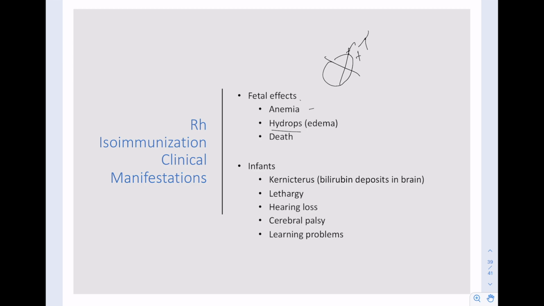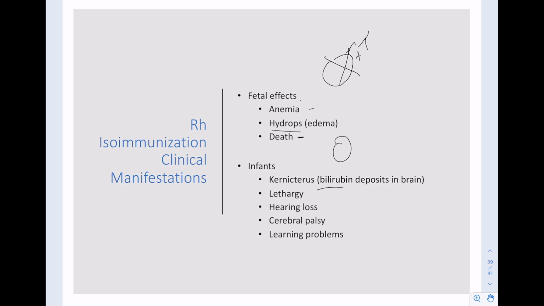In severe enough cases, this can lead to death because you're not transporting enough oxygen to the fetal tissues. In infants, after parturition, there can still be some prolonged effects. What happens when we destroy red blood cells is that part of the porphyrin ring of hemoglobin, that pigmented portion of the hemoglobin, gets broken down into bilirubin.